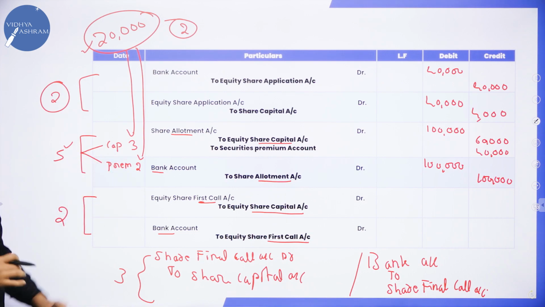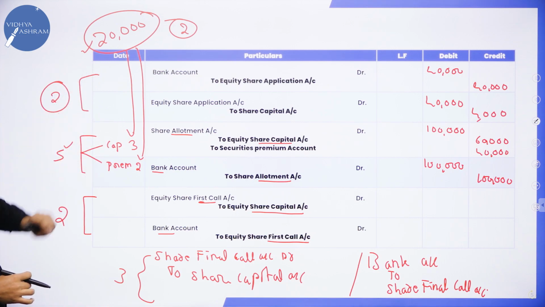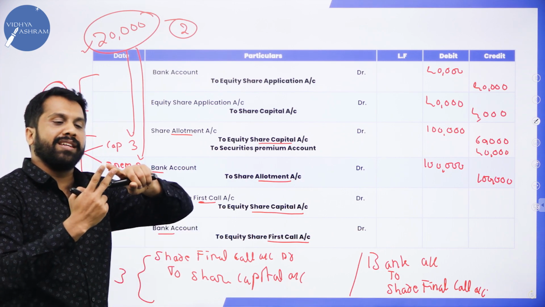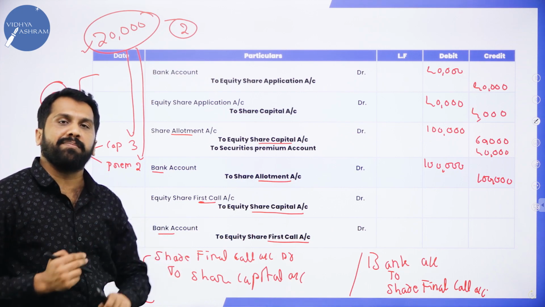Clear, easy. Just you have to take number of shares and you have to take allotment money. In case of allotment, we have two things. One is capital and another one is premium. We have to multiply that.